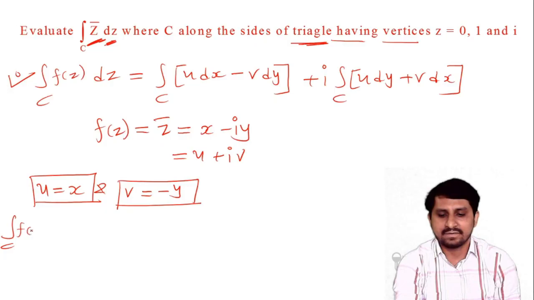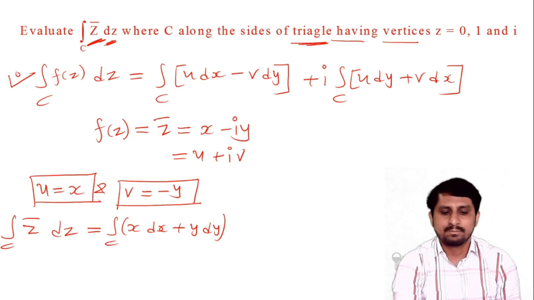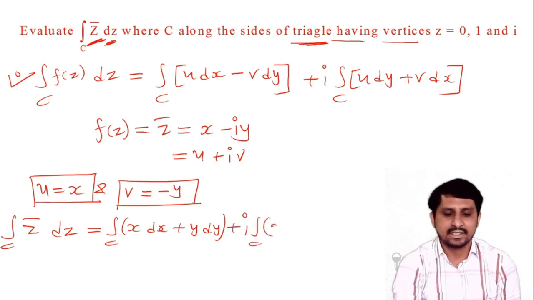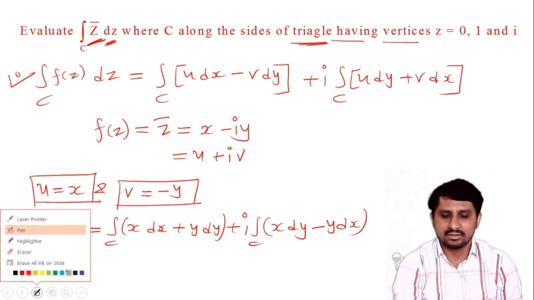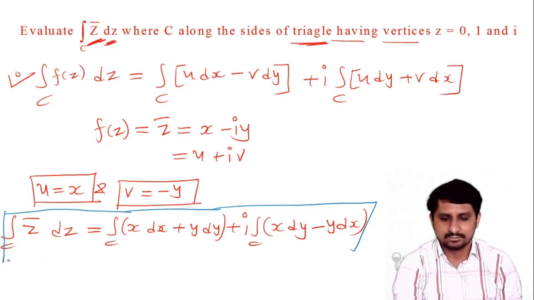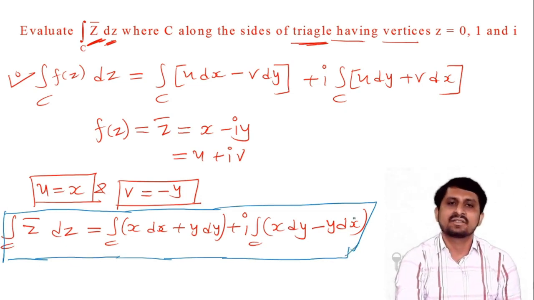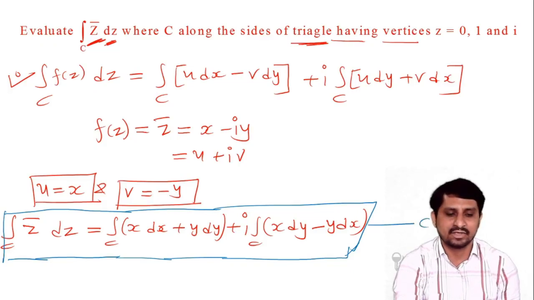So integration f of z dz, and f of z is z bar. So integration z bar dz is equal to, putting u equal to x and v equal to minus y, integration x dx plus y dy plus i integration x dy minus y dx. So this is my final equation, and we call it equation number 1.